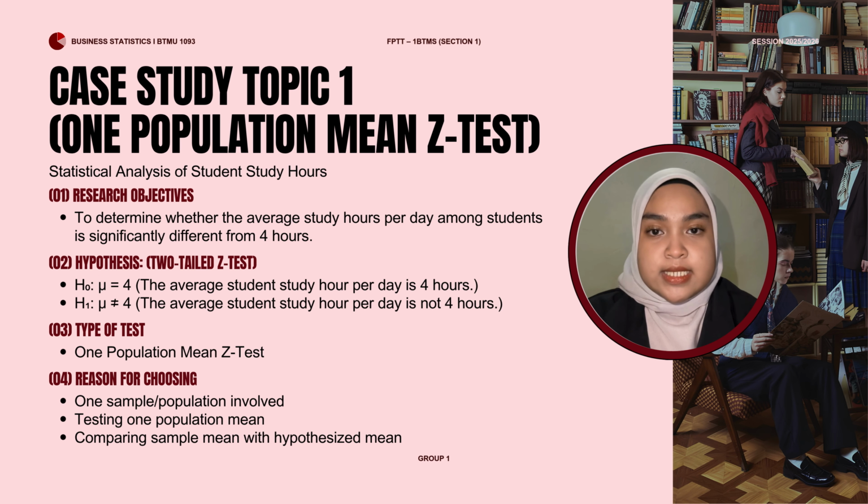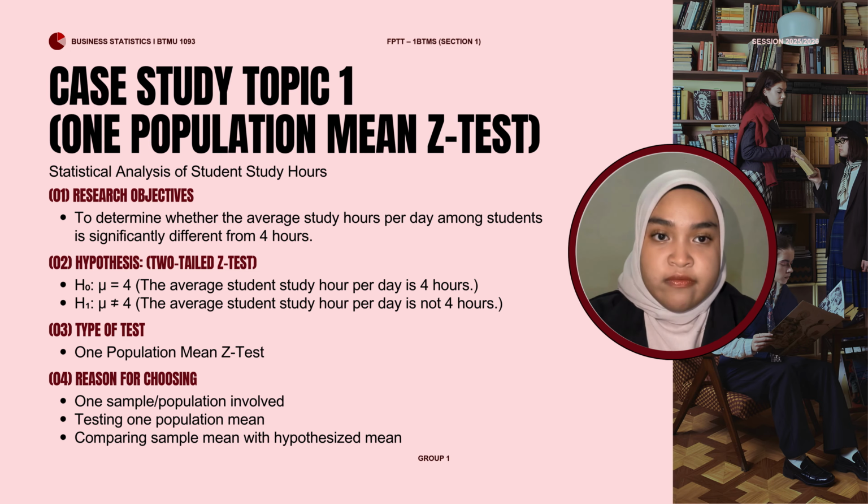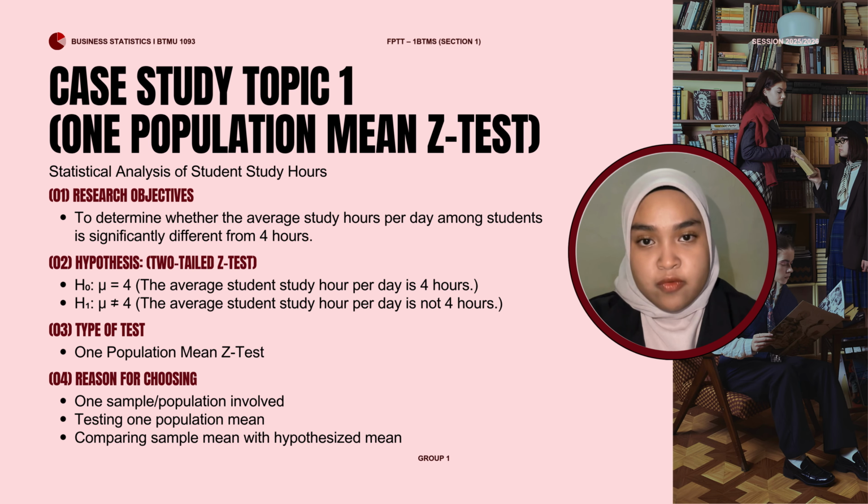For the first case study, the topic is the statistical analysis of student study hours. The objective of this study is to determine whether the students' average study hours are significantly different from 4 hours. As we all know, we have to state two types of hypothesis, which is the null and the alternative. As for the null, we state that the average student study hours per day is 4 hours. As for the alternative, the average student study hours per day is not 4 hours.